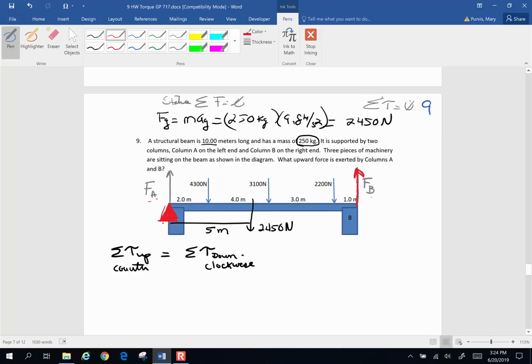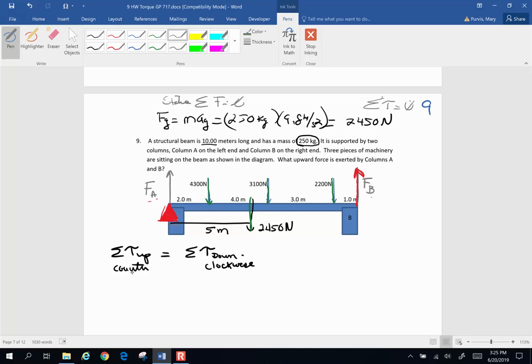Okay, so that's going to go up. The 2,200 newtons, 3,100 newtons, the weight of the beam, and this 4,300 newtons, all of those are going to make it rotate down or clockwise. So the torques up are going to equal the torques down, and now we're ready to create our sum of the torque equation.